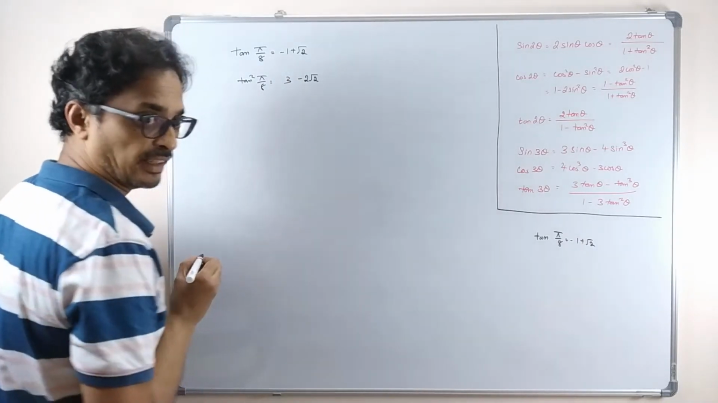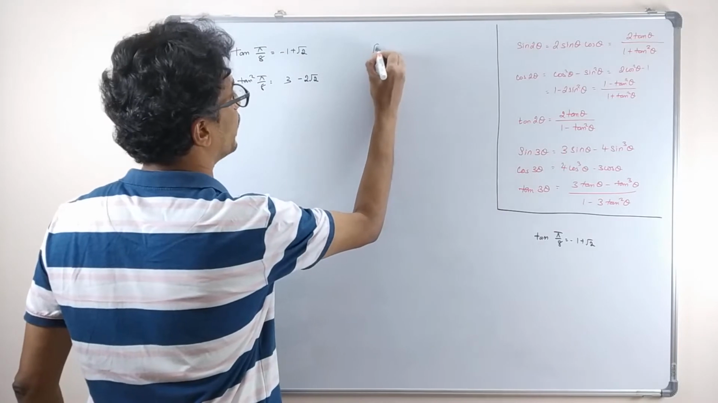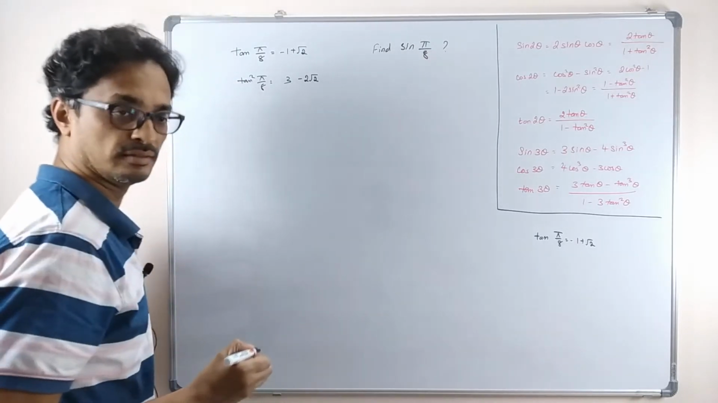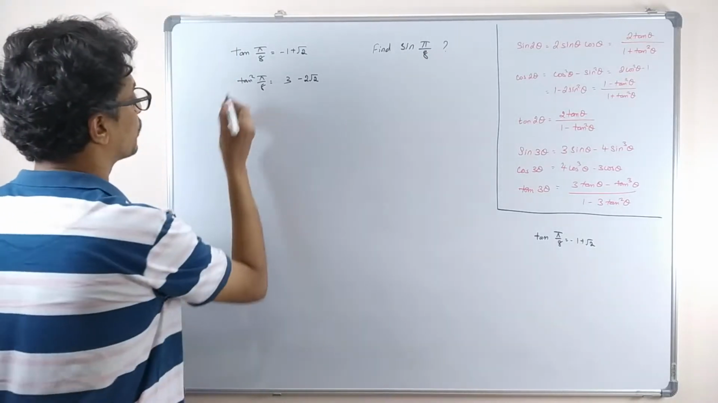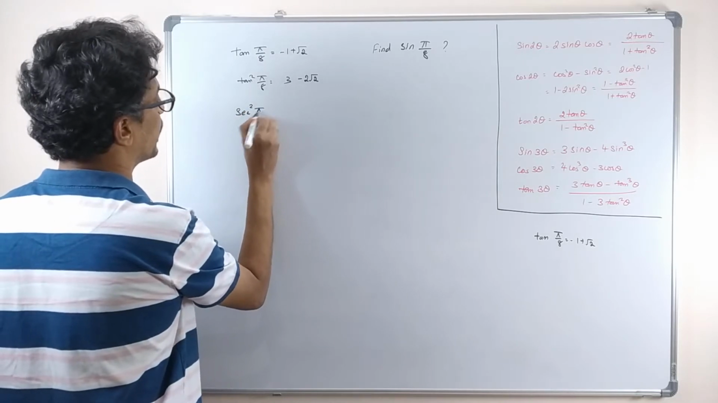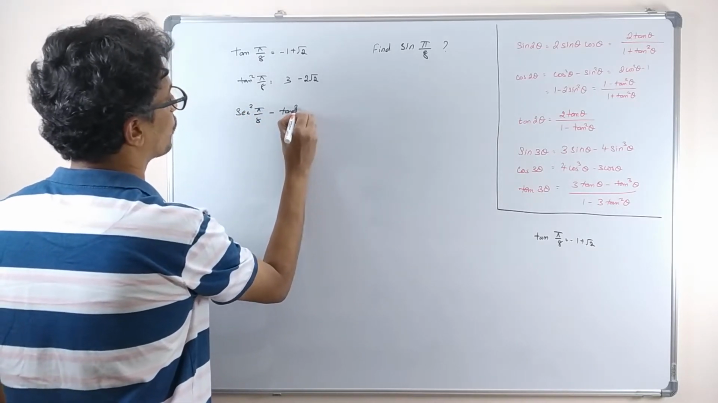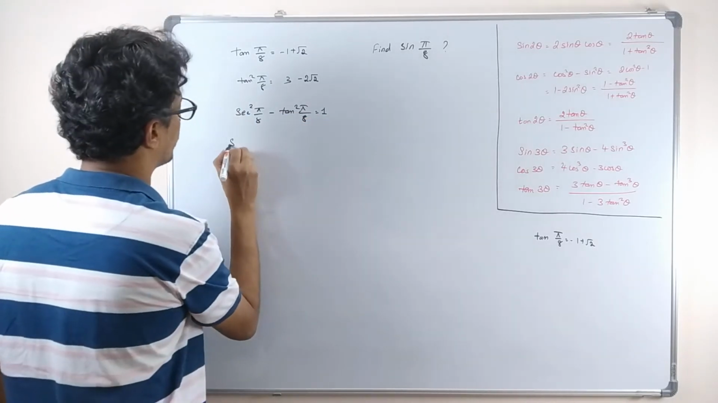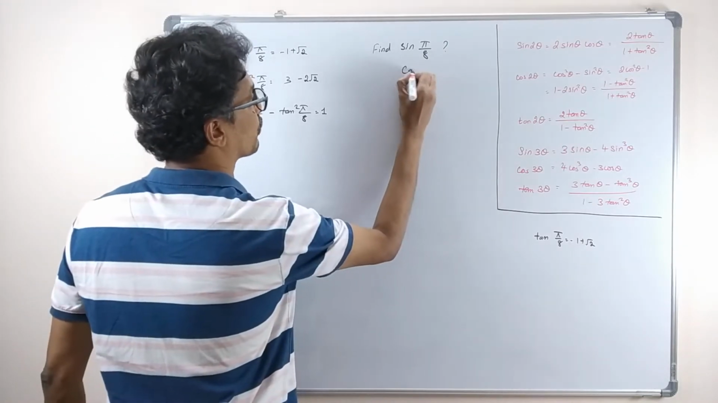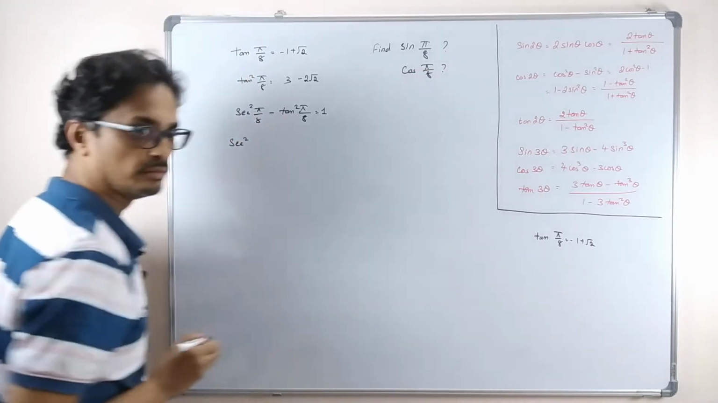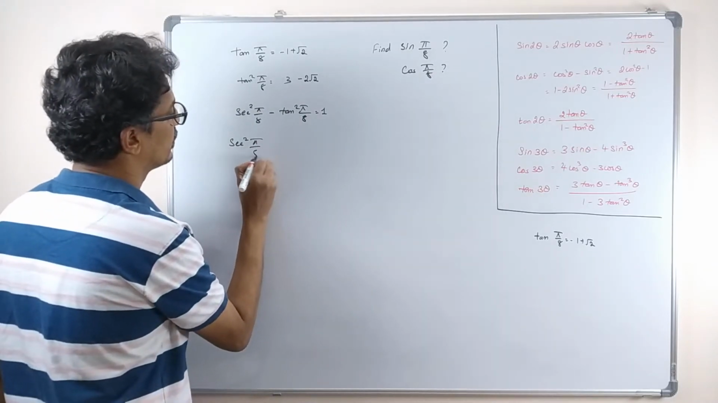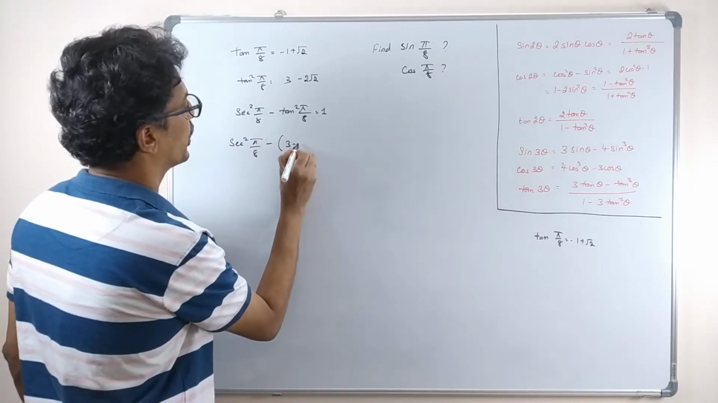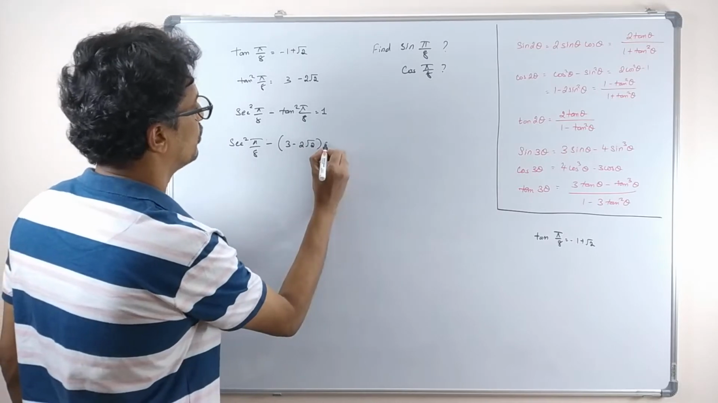Now we can use an identity. The question is to find sine pi by 8. So you can use the identity secant square pi by 8 minus tan square pi by 8 equal to 1. From here we will also find out cos of pi by 8. So secant square pi by 8 minus 3 minus 2 root of 2 will be equal to 1.